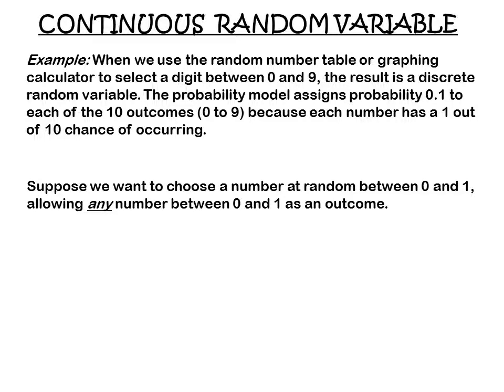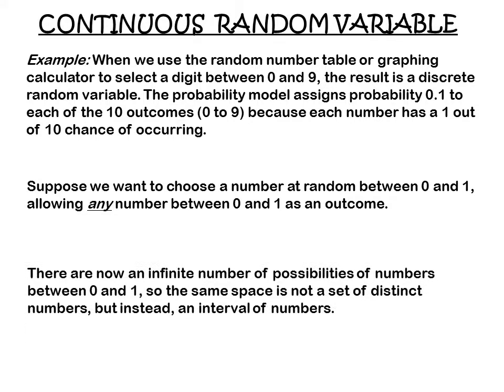So let's say we want to choose a number at random between 0 and 1, allowing any number between 0 and 1 as an outcome. There are now an infinite number of possibilities of numbers between 0 and 1. So the sample space is not a set of distinct numbers, but instead an interval of numbers.